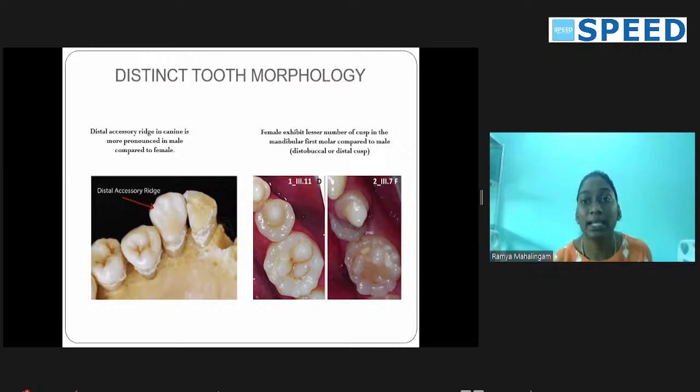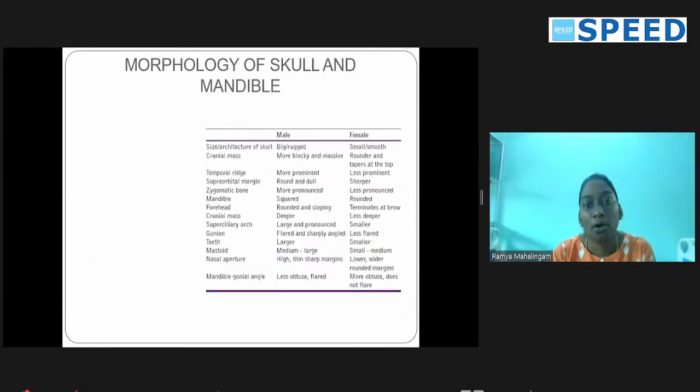So females exhibit a lesser number of cusps in the mandibular first molar when compared to that of the male. So with that you can identify, and distal accessory cusp is more pronounced in the male patient. So these two can also be used. Okay. So morphology of the skull.